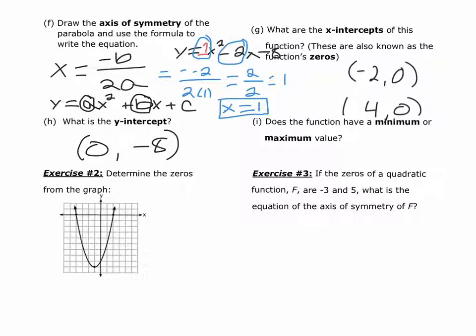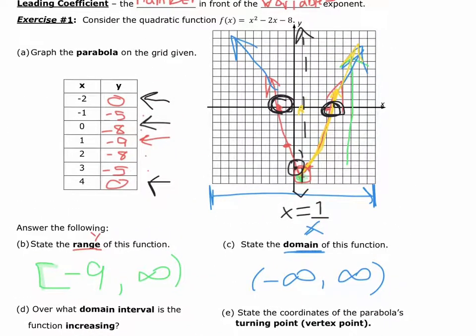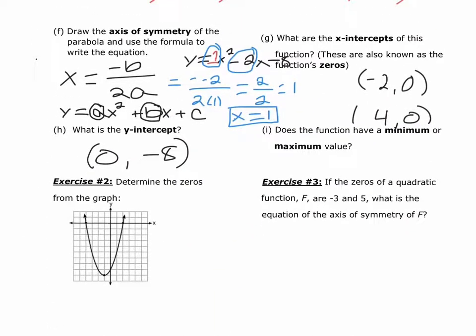Does the function have a minimum or a maximum value? So we're going to look at our graph. Our graph is a smile, right? So it looks like this, which means there's a minimum. And what is our minimum point? It's 1, negative 9. It's also always going to be the vertex. So this one has a minimum, so I'm just going to write min, and it's 1, negative 9. Okay.